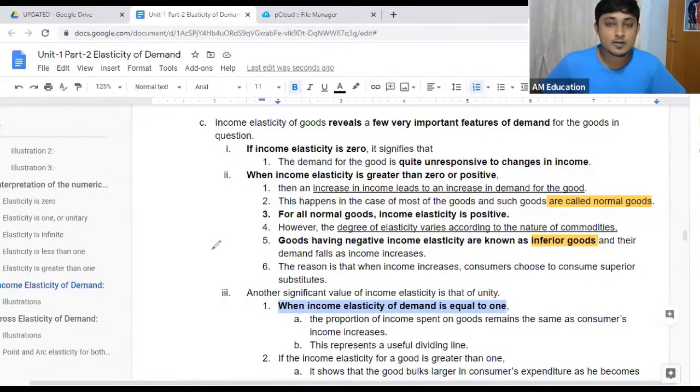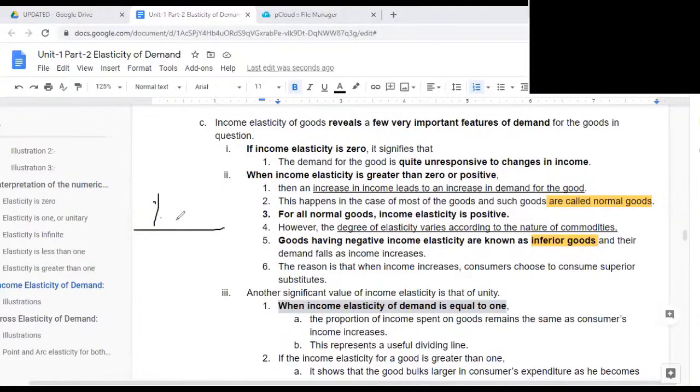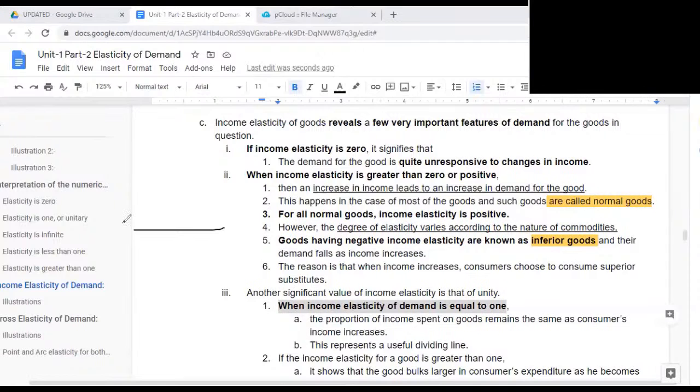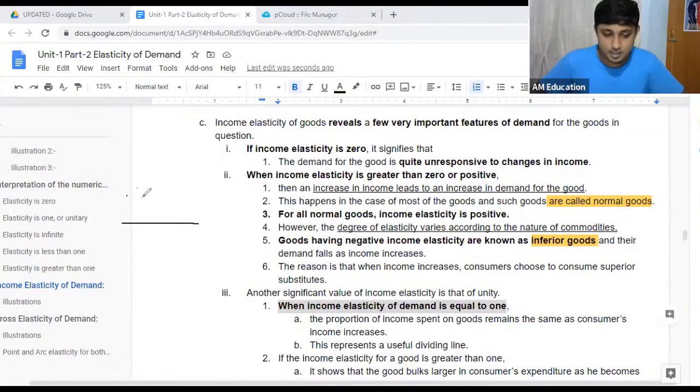When will the income elasticity of demand be equal to 1? Percentage change in the demand by percentage change in the income. Very important, just don't forget this thing. Percentage change is the delta. Percentage change in the demand by percentage change in the income is equal to what? Yeah, it is equal to 1.